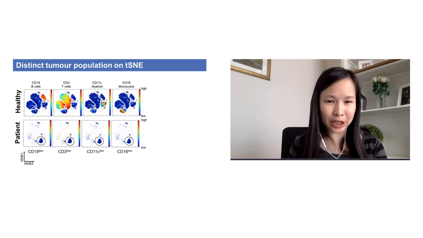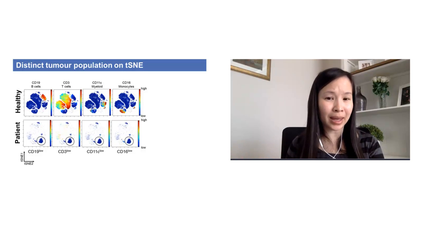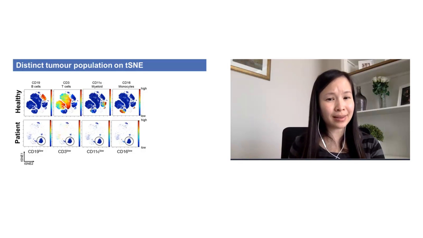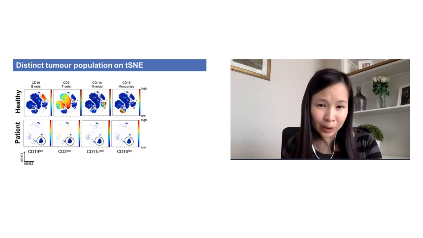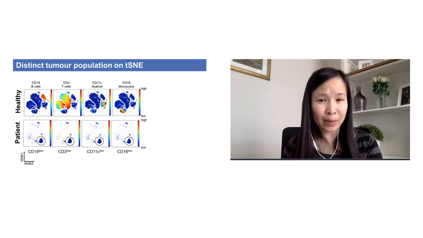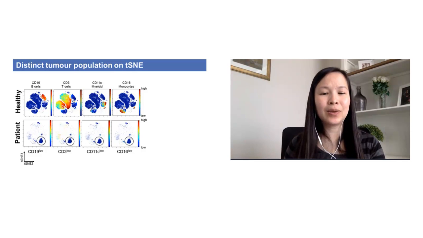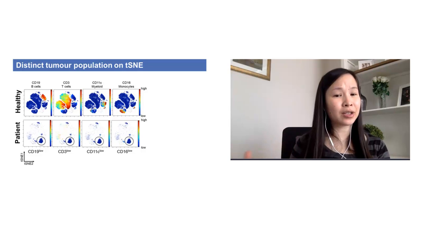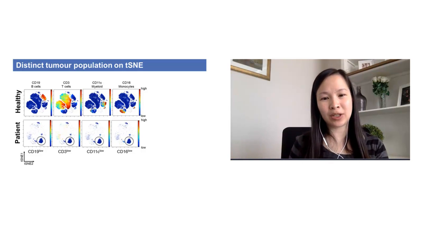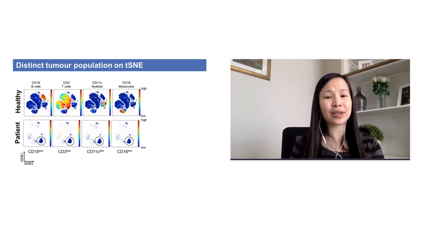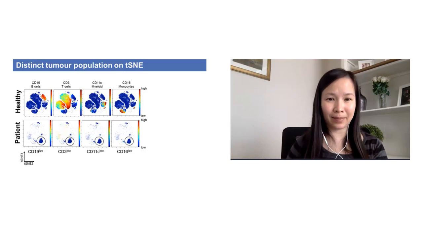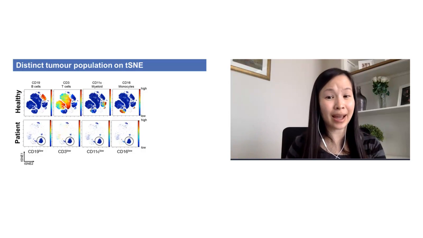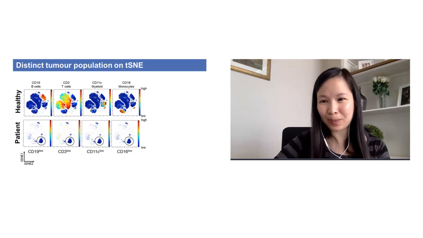So as seen by the clinician, when we looked at various markers for main immune subsets, such as B cells, CD19, T cells, CD3, myeloid cells characterized by CD11C, and monocytes characterized by CD16, you can see that within the ellipse, the color is always blue, denoting a low expression of those markers. This is in contrast to the healthy blood, where you get islands of red and yellow and orange, which denotes high expression of the markers. So this patient clearly had a very interesting cancer population.